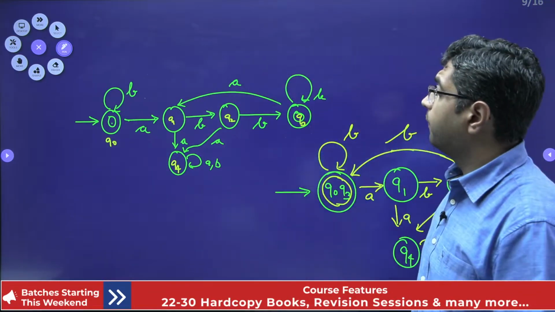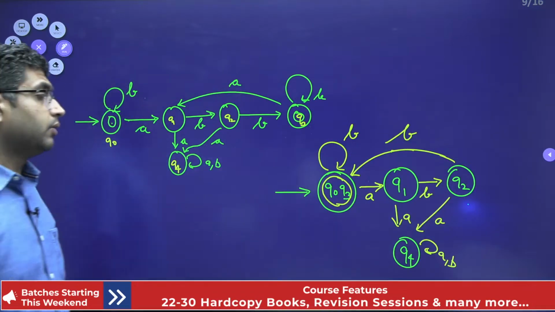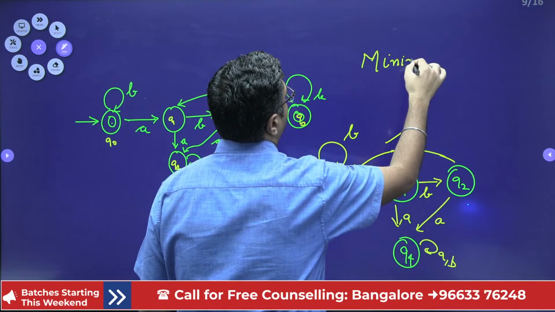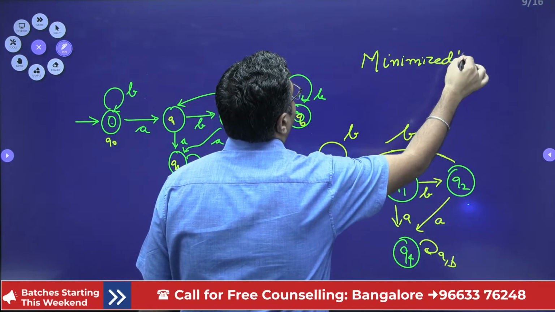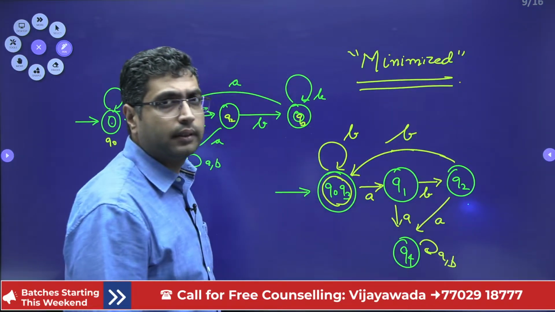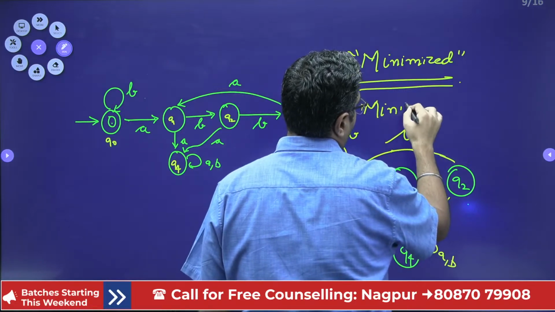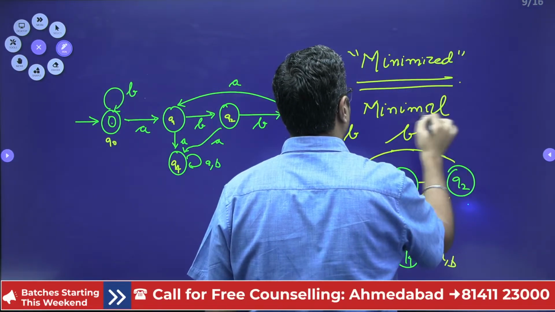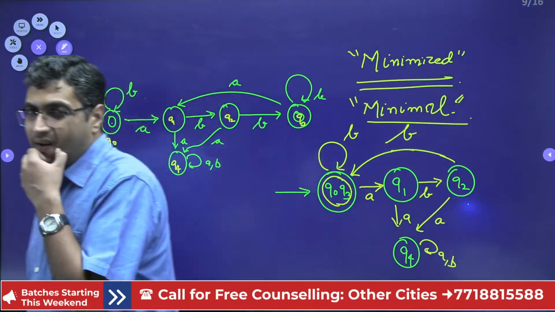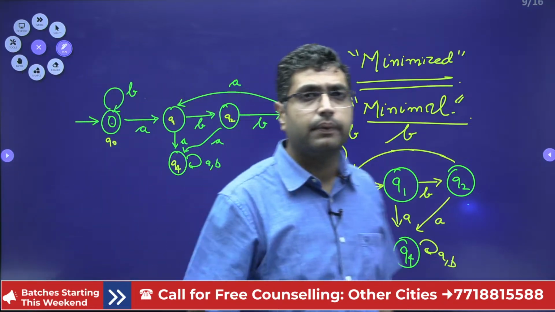So therefore what we are going to get is this minimized DFA. This is an algorithmic approach through which we can minimize any DFA which is given to us in the question. It is the minimized DFA or the minimal DFA, that is, we cannot reduce it any further. I hope this is clear.